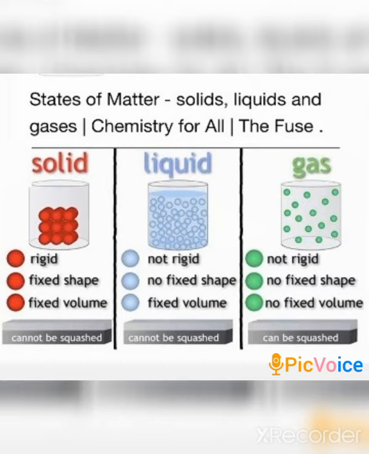We will now move into the solid. We will take the example of a book. The book generally has a fixed shape. We all know that. And it is also rigid, and the volume of the book is also fixed. If the book weighs around 200 grams, it would be fixed, right? There won't be any change in the volume of the book.